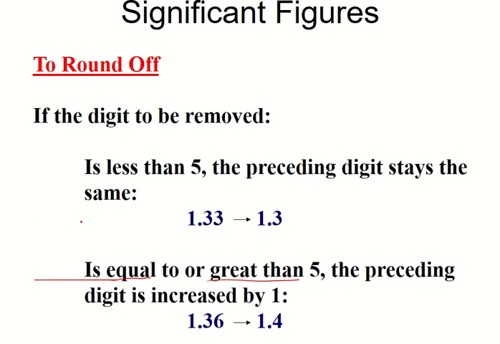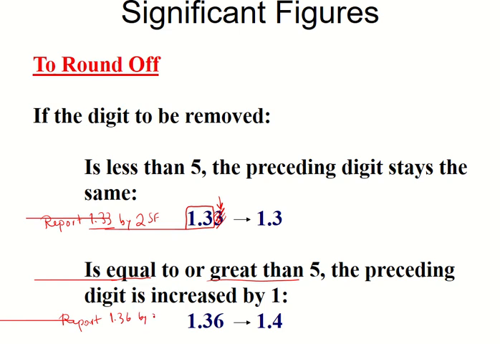Assume that I give you this number and I ask you to report 1.33 to 2 Sigfigs. You just need to say 1, 2, draw a box: 2 Sigfigs. So look at this digit. We don't need to keep this digit. We need to drop it. Whenever you are going to drop it, if it's less than 5, just drop it. So report it as 1.3. If I ask you to report 1.36 to 2 Sigfigs, you just need to say 1, 2.